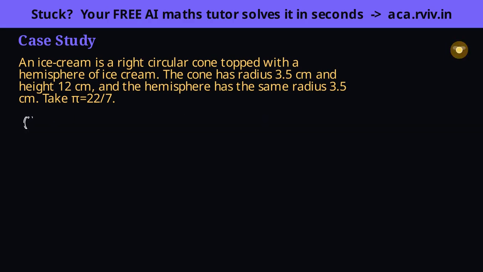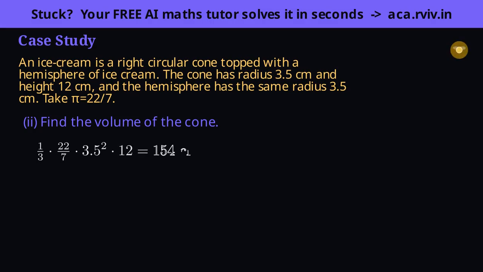The cone below uses 1/3 pi r squared h, that 1/3 is the pouring fact, a cone being a third of its cylinder. Here r is 3.5 and the height is 12. 1/3 pi r squared h works out to exactly 154 cubic centimeters in the cone.